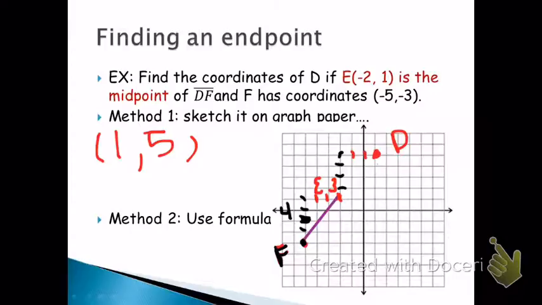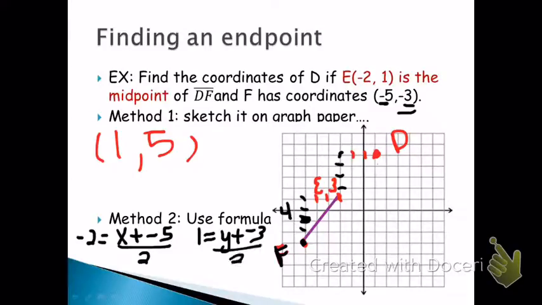Using the formula, we would say that -2, the midpoint, so the midpoint's like the answer, equals the x that we know, -5, plus the unknown, over 2. And then we do the same with the y's. 1 equals y plus a -3 over 2. And then we would solve each one of those individually.